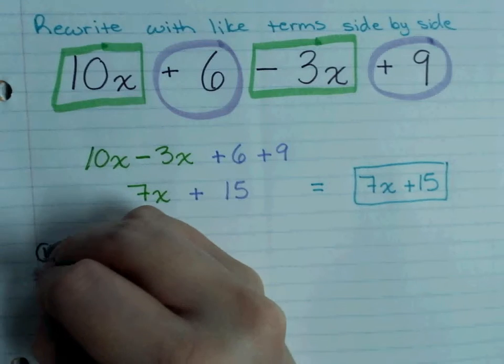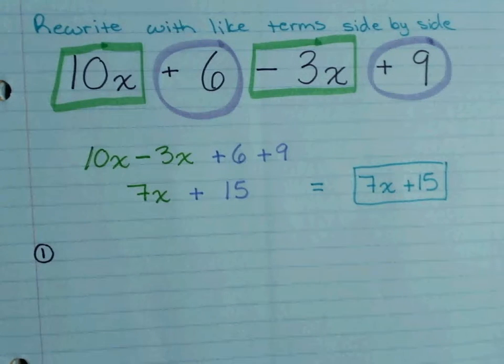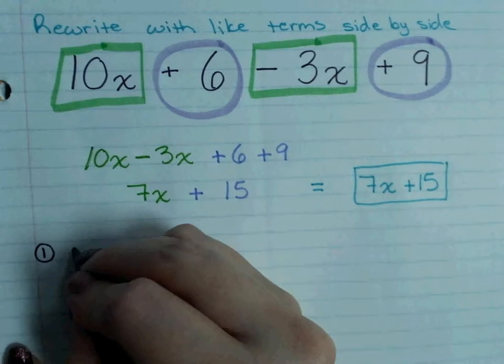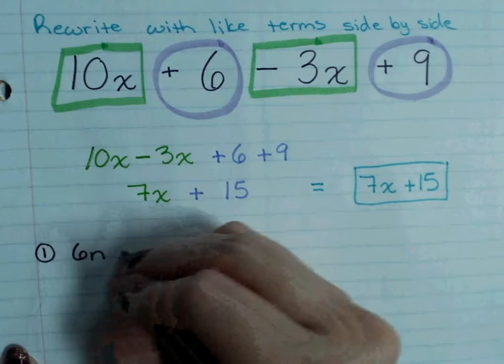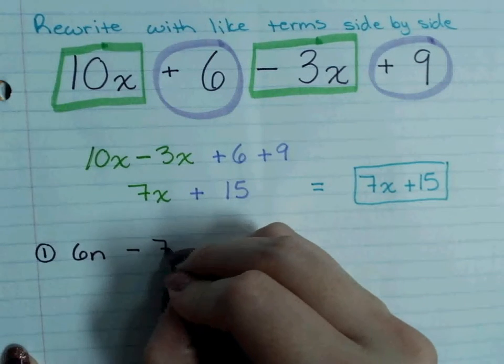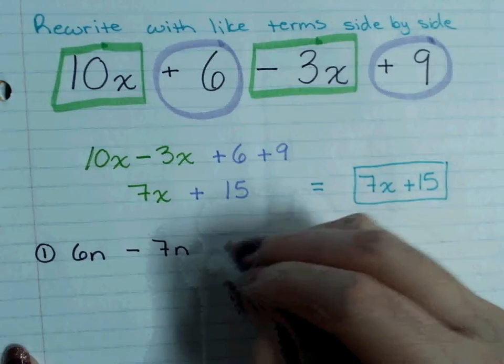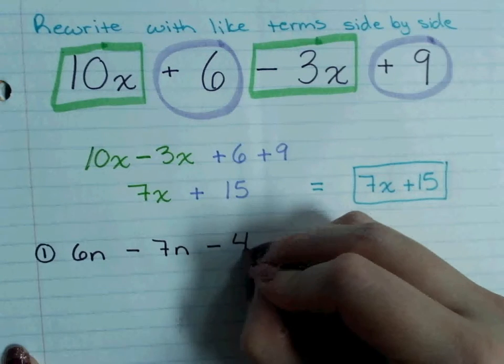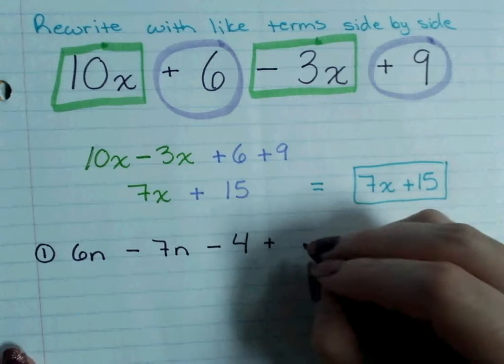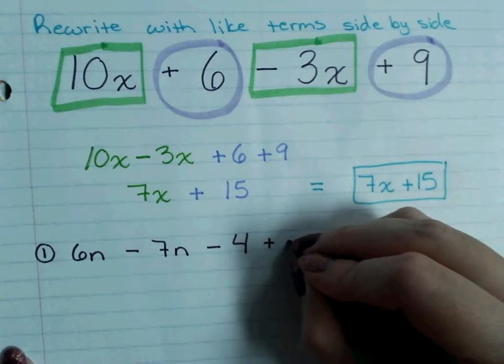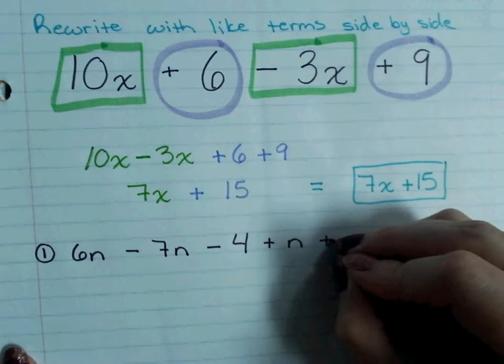All right. So let's work through a couple of these. We have 6n minus 7n minus 4 plus n plus 2n.